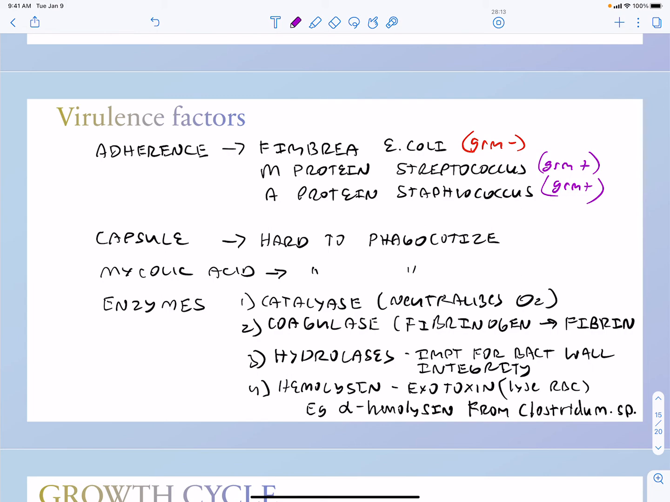Hemolysin is an exotoxin, so this is not something that is helpful to the bacterium. It's something the bacterium uses in order to break down our cells. And so Clostridium, for example, the Clostridium species, Clostridium tetani, Clostridium botulinum, etc., have hemolysins, which are going to lyse red blood cells, for example.